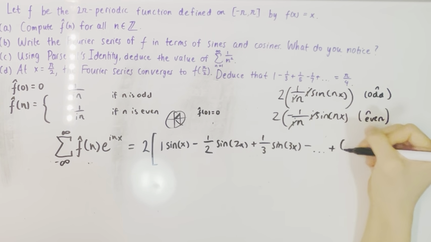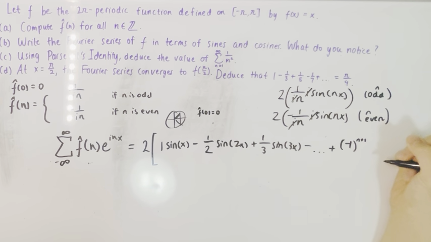Plus negative 1 to the n plus 1 over n sine nx plus... That's going to be our Fourier series.